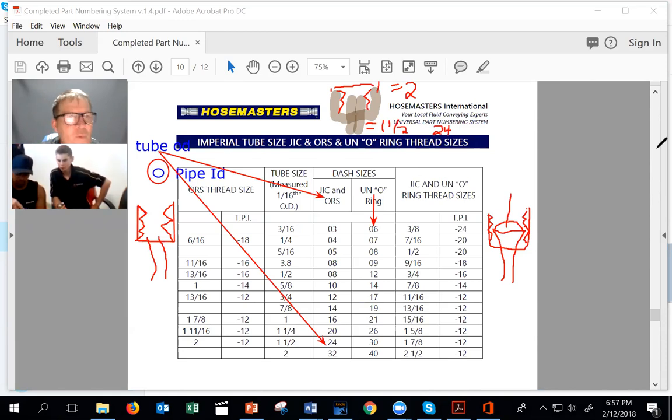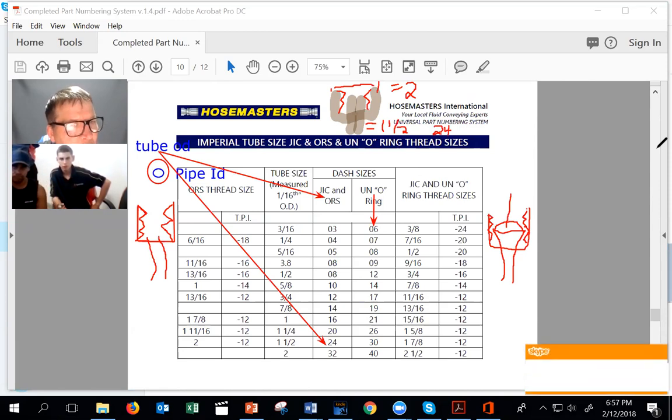So once you've done it once or twice, it is dead easy, but you need to understand the anchor, the seal. Is it a tube? Is it a pipe? Or is it a stud? Okay?